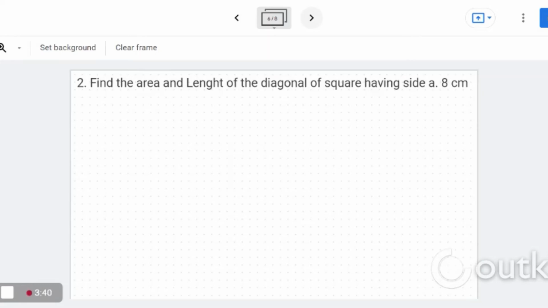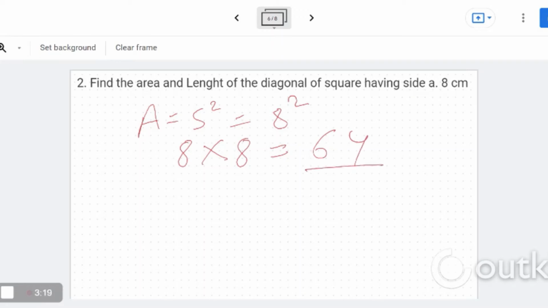Find the area and length of the diagonal of a square having side 8 centimeter. Now area is easy, it is nothing new. I'll just do it. Now area is what? Area is equal to side square. Side square means both the sides. Side square is my 8 square, so that is my 8 into 8. 8 8s are 64. This is my area.